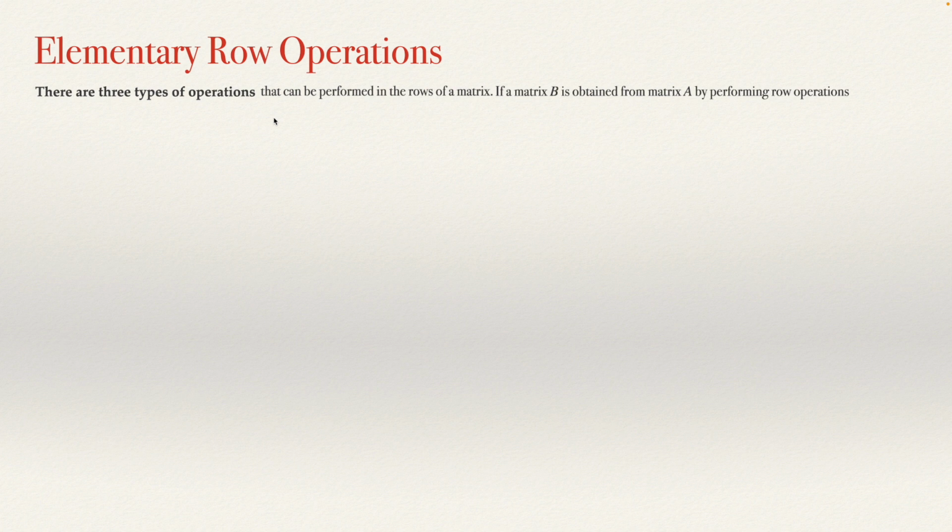If a matrix B is obtained from matrix A by performing row operations, we say that A is row equivalent to B. And we are going to write it in this way, and we are going to read it in this way: A is row equivalent to B.